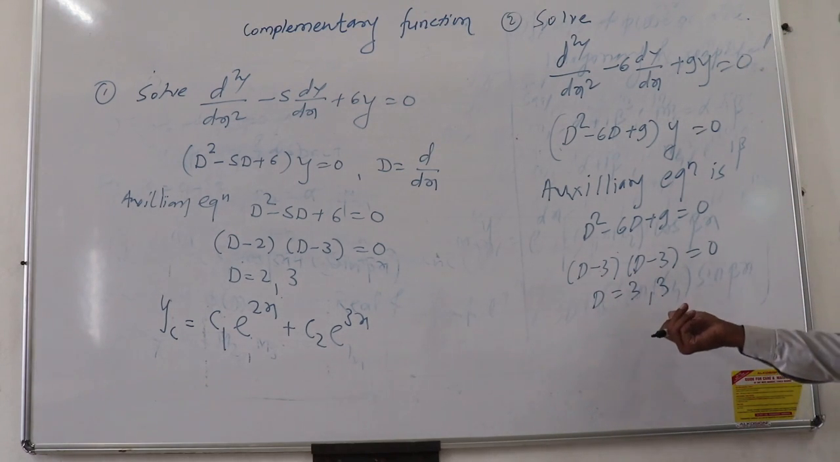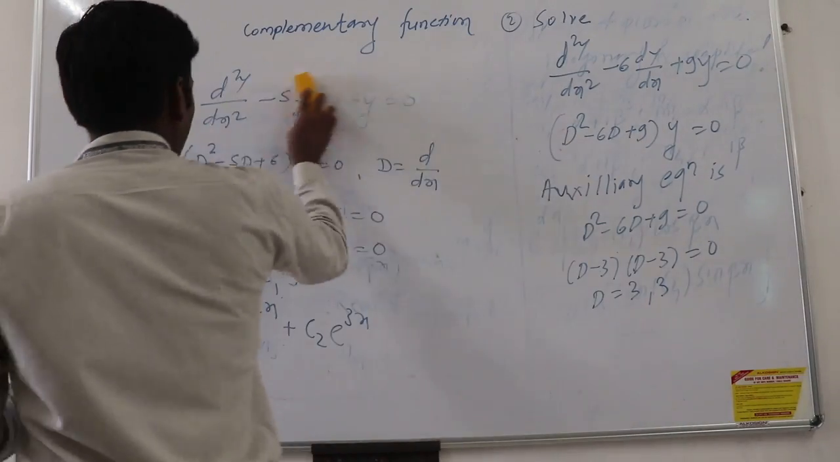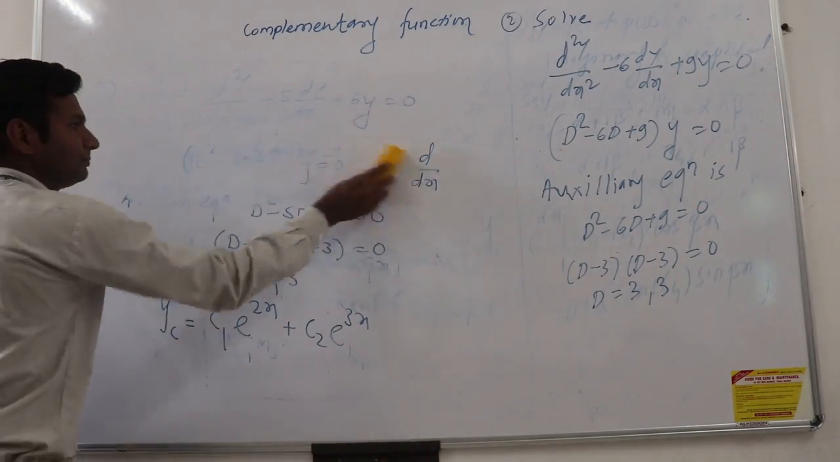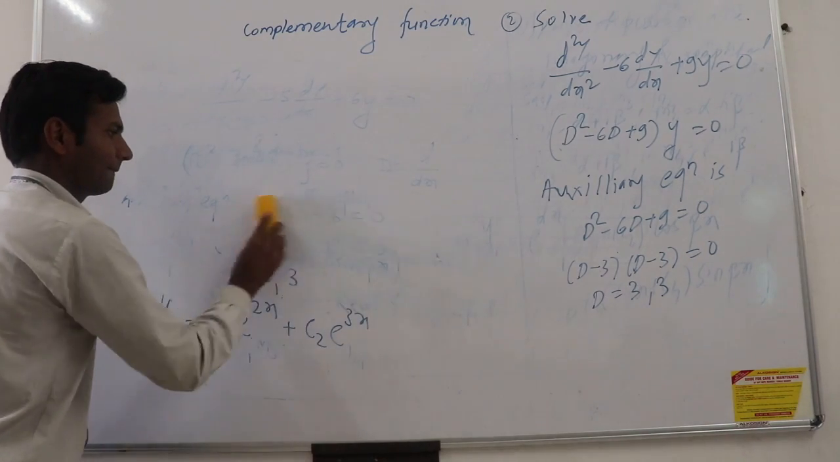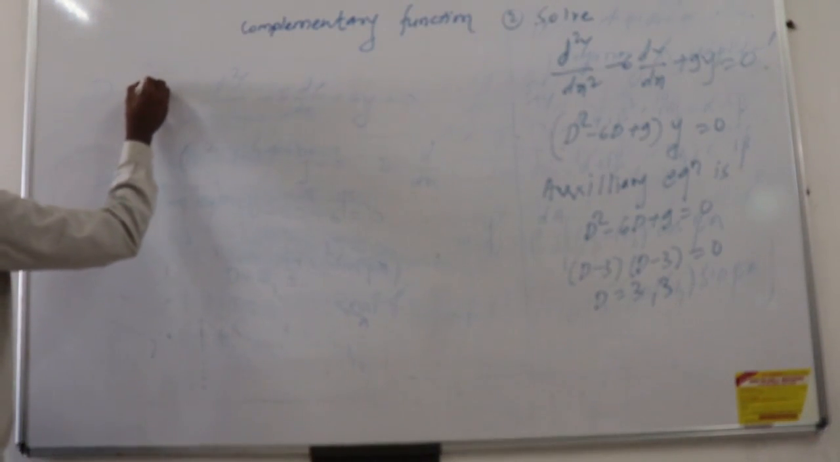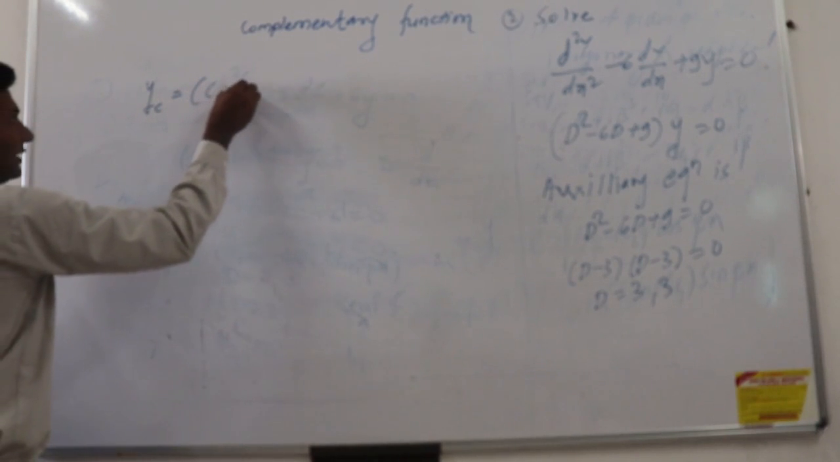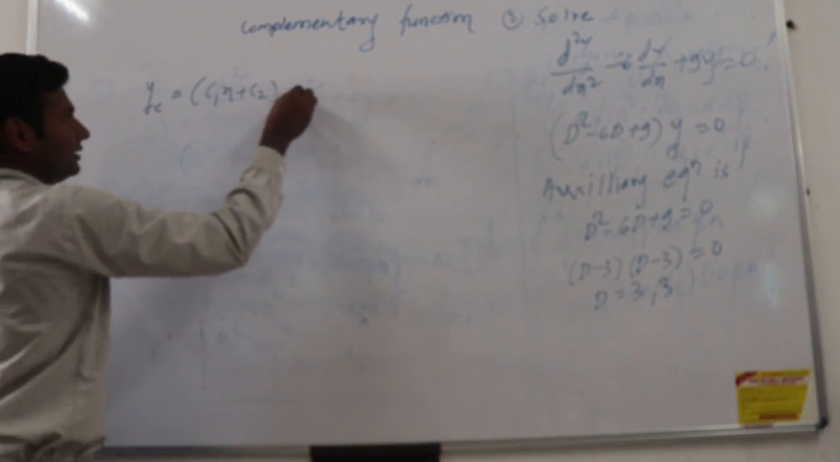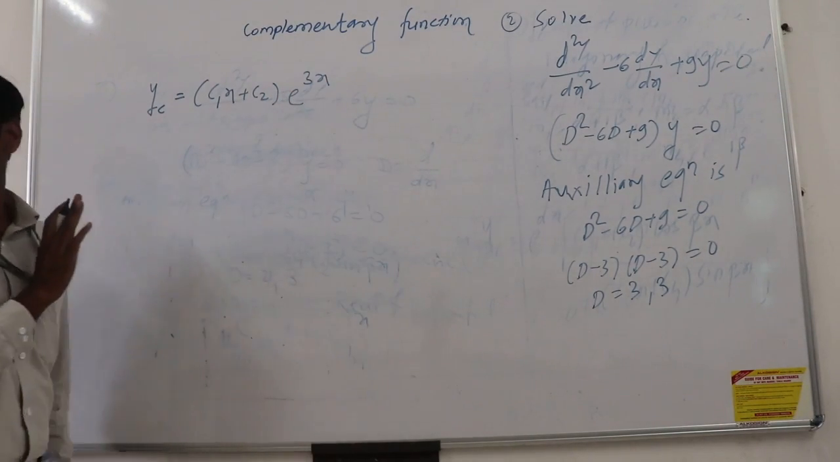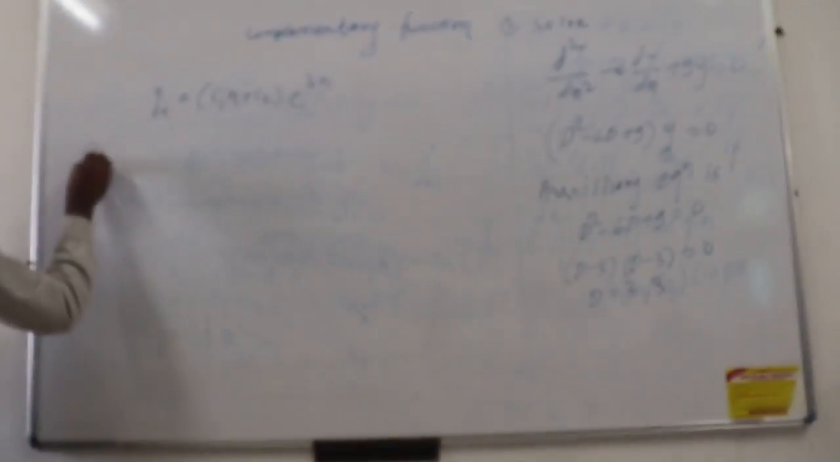See that these are real numbers, but repeated, so we have to use case number 2. So using the formula of case number 2, the complementary function is yc is equal to (c1 x plus c2) e raised to 3x. Right? Now see the next example.